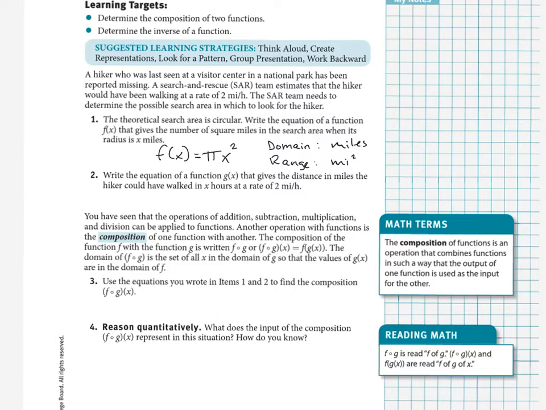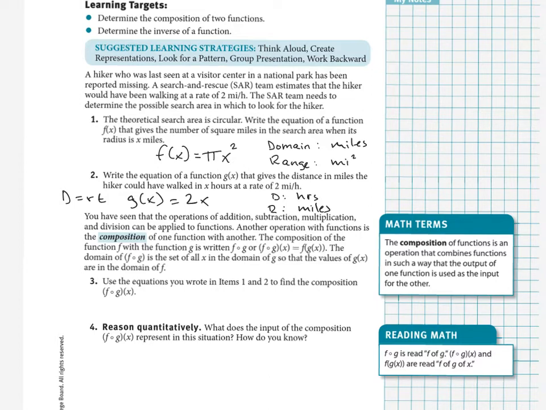Now they want us to write a new function, g of x, that gives the distance in miles that the hiker could have walked in x hours at a rate. So now we're throwing in rate, and we know that distance equals rate times time. We're supposed to use x, and if the rate is 2 miles an hour, and our time is x, we get 2x. Now let's talk about the domain here. Here the x value is hours. We're putting in hours, but the range, the output that we're getting, is miles, because that's the distance. So we have some similarities and some differences in our two functions.